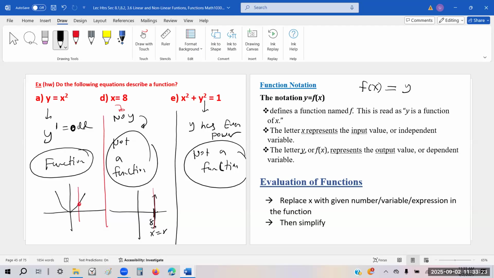Okay. So to make our life easier, mathematicians say you don't have to do that always. When you see f of x, automatically assume you're dealing with a function. But they're the same thing, the y values. Now, evaluating a function: you replace x with whatever number they give you and simplify.